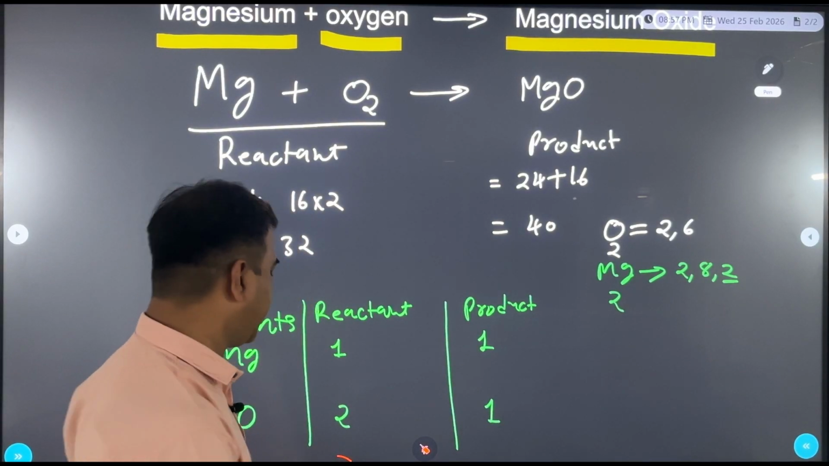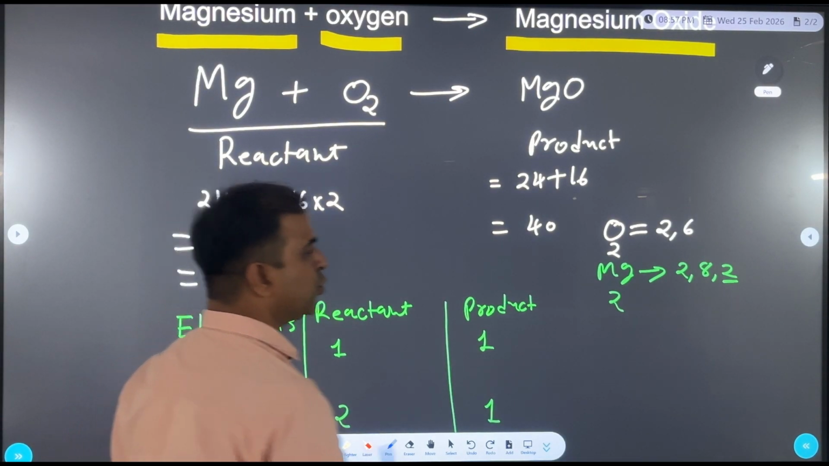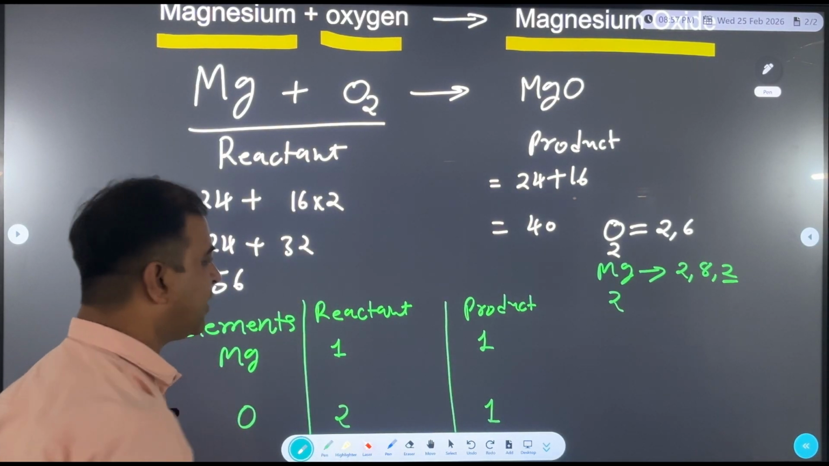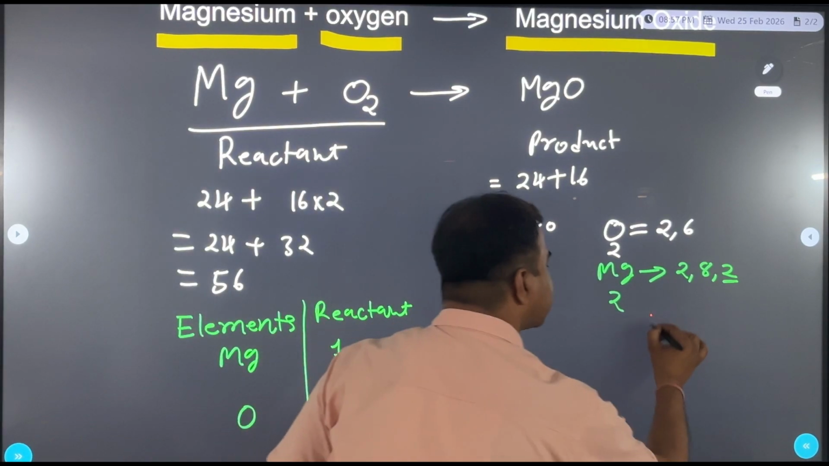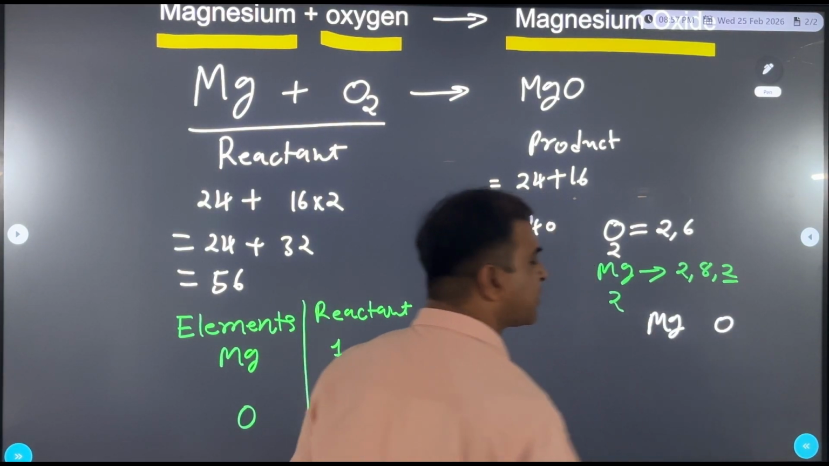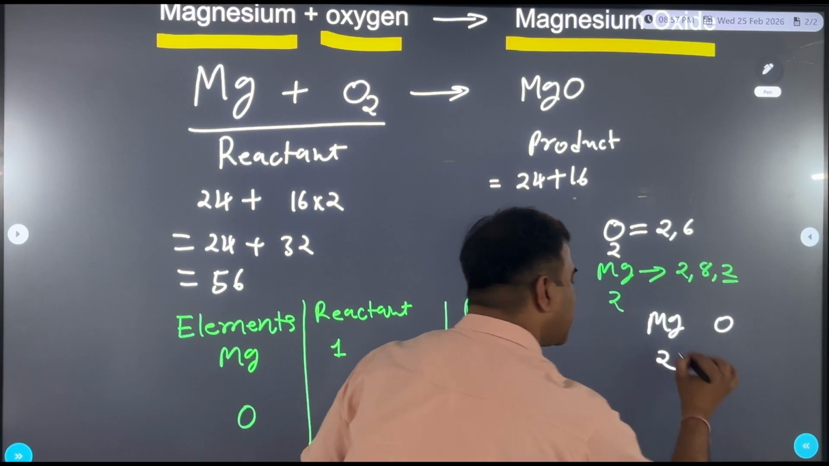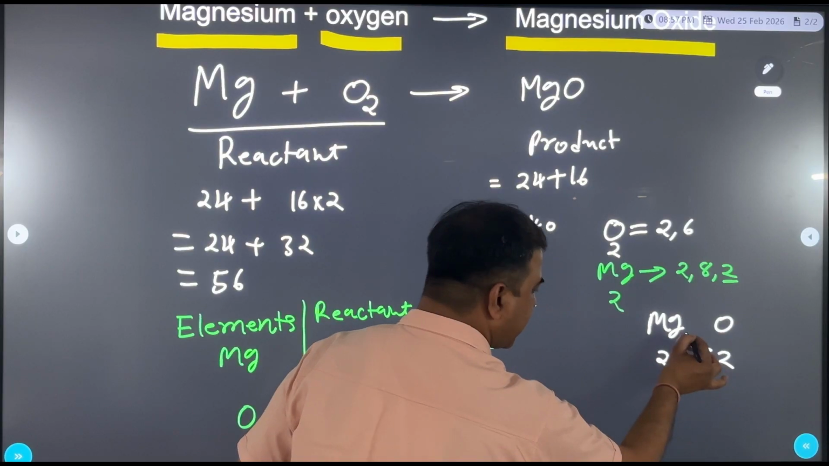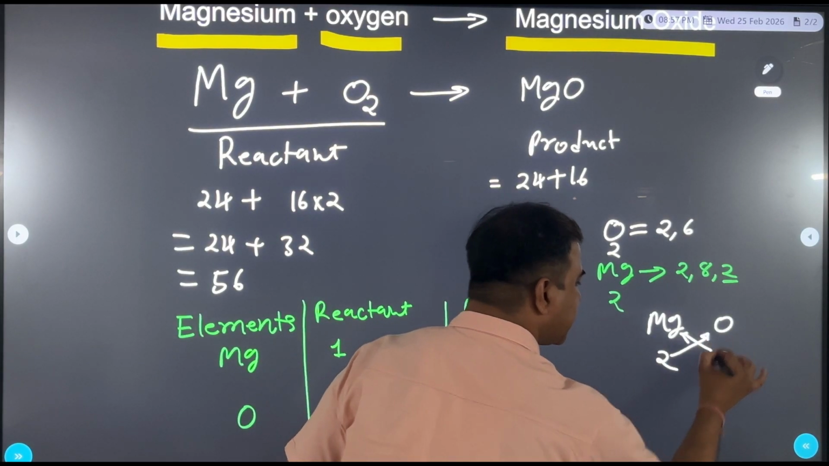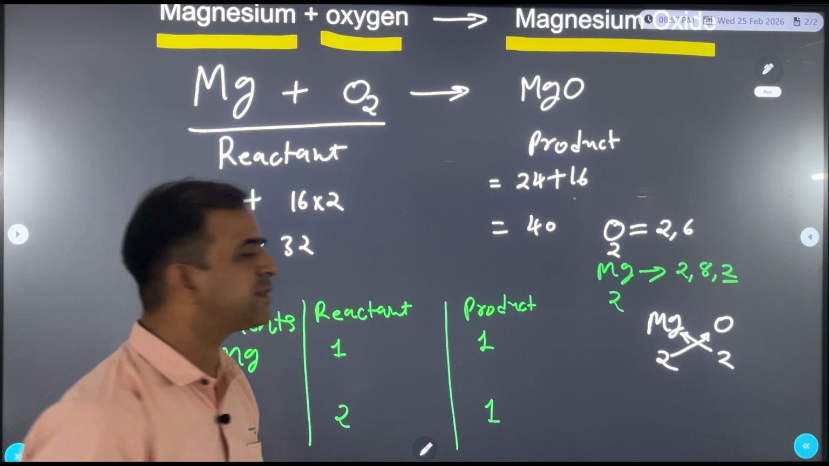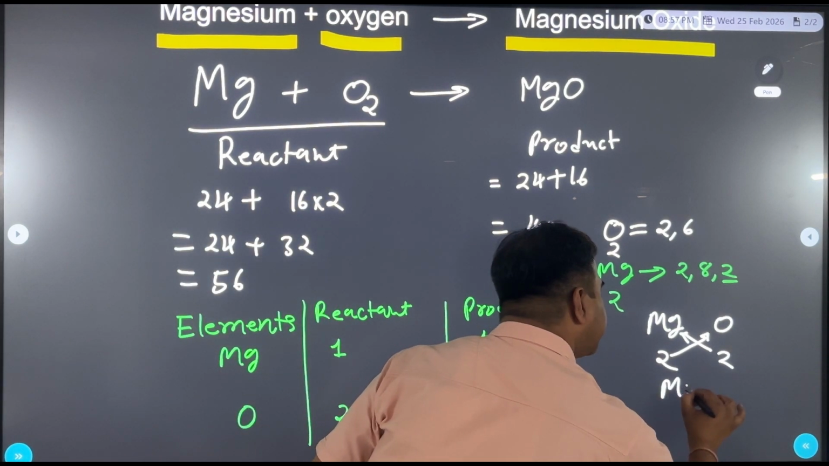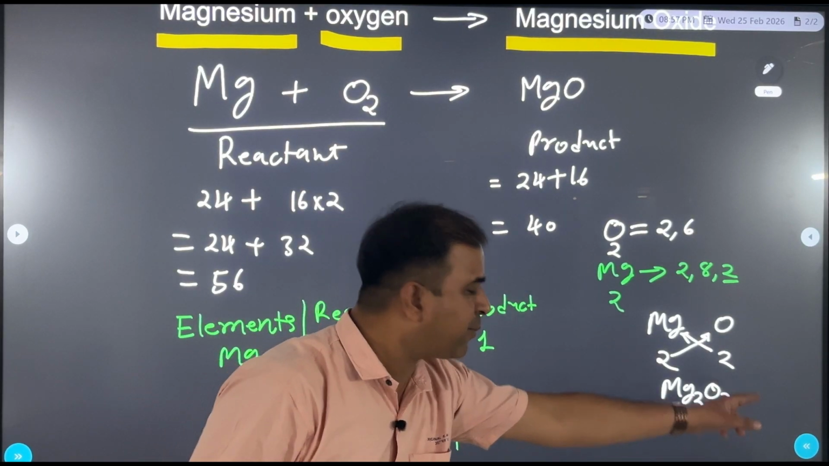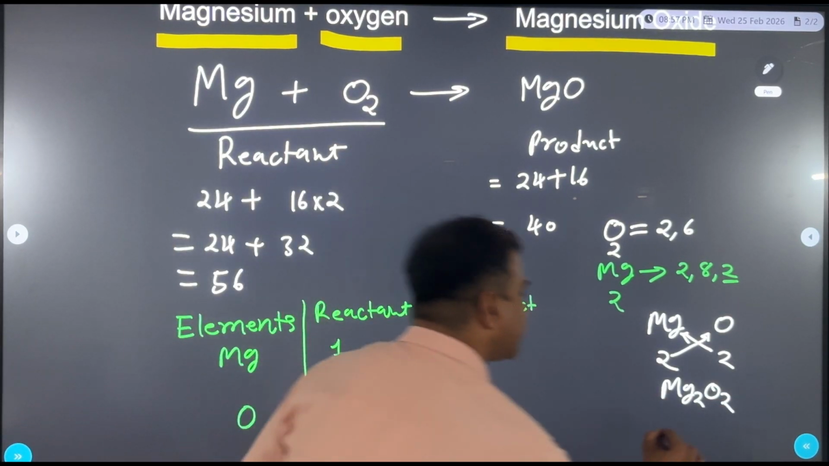Its valency will be 2. Its valency is also 2. Now, if you remember, we have already done this crisscross method. For magnesium and oxygen, we are writing 2 for magnesium, 2 for oxygen. So this is going here and this is going here. This is called the crisscross method and it is forming Mg2O2.